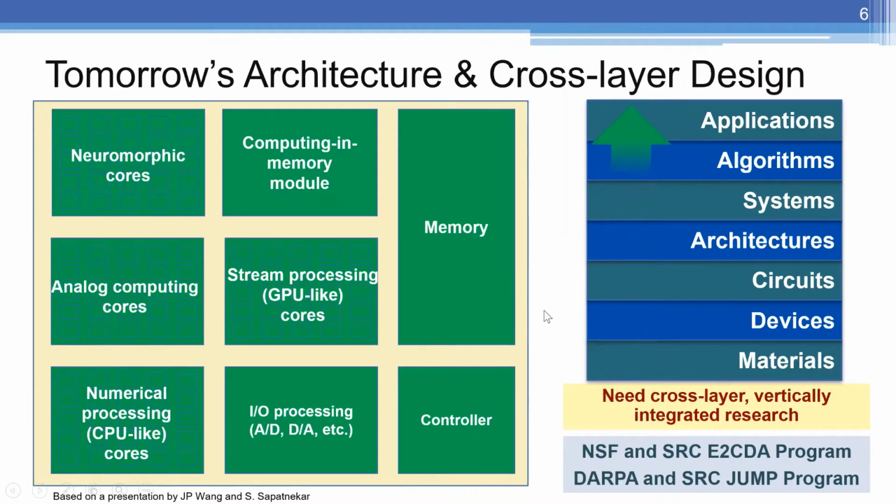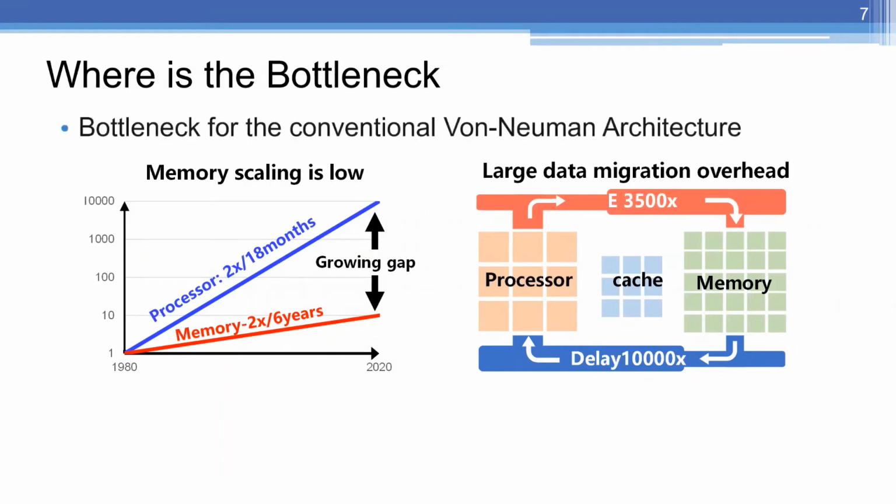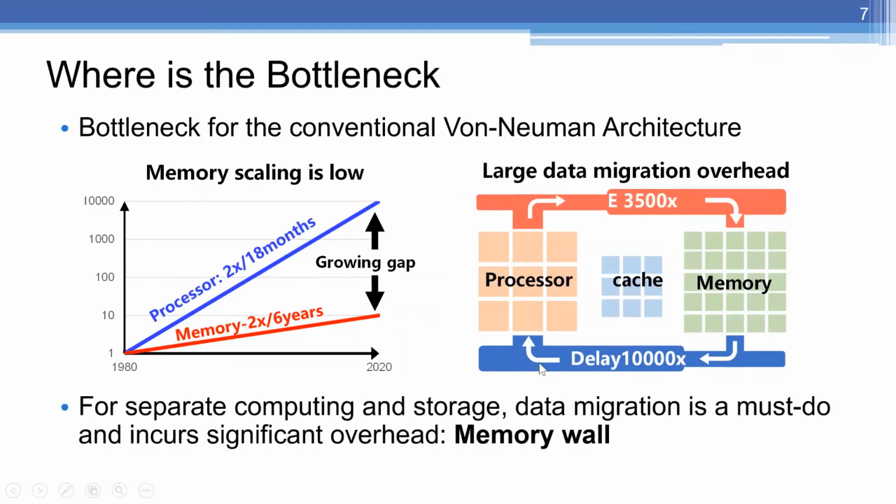I will briefly introduce the concepts of the computing-in-memory module, as well as example circuit and architecture designs of computing memory. Computing memory is a solution that aims to address the memory wall issues in conventional von Neumann architectures. The memory wall is a bottleneck that exists between the processing element and the memory element in the von Neumann architectures. From the picture, we can see that memory scaling is relatively slow compared with processing performance scaling. Therefore, a large amount of energy and performance degradation is incurred during data migration between the processor and the memory. For the separate computing and storage in the von Neumann architecture, data migration is a must-do and incurs significant overhead, which is the so-called memory wall issue.